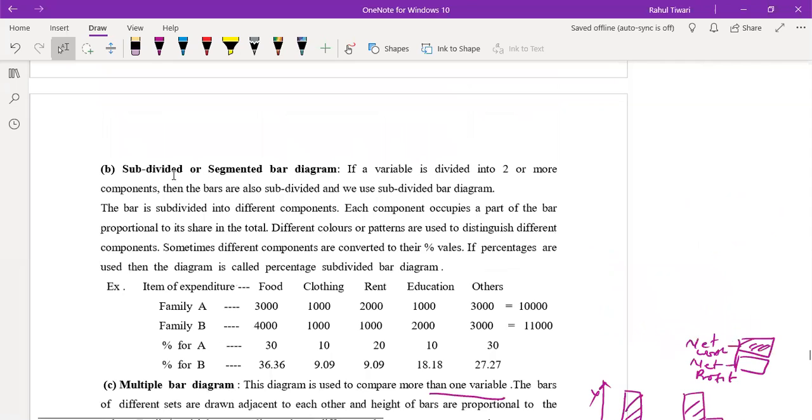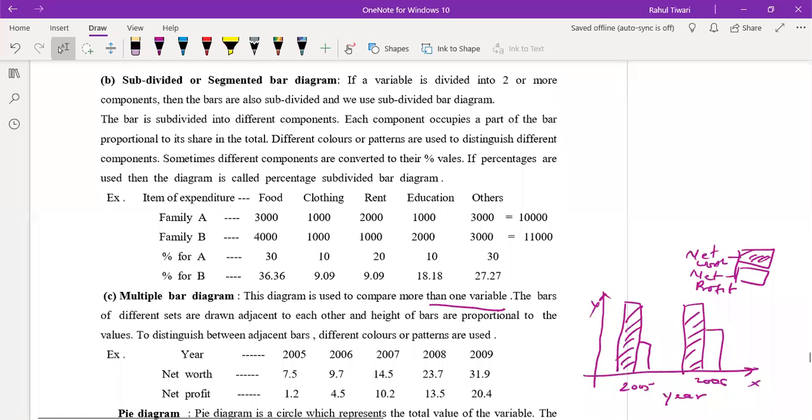Okay, that is called subdivided or segmented bar diagram. So either you say segmented bar diagram or you can call it subdivided. Both have the same meaning. Understand that. Read, be careful: a variable divided into two or more components.